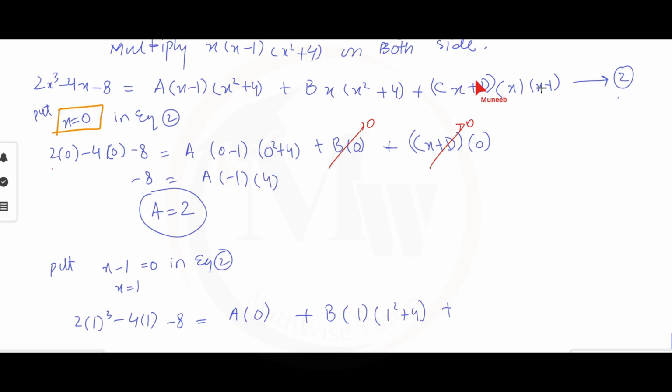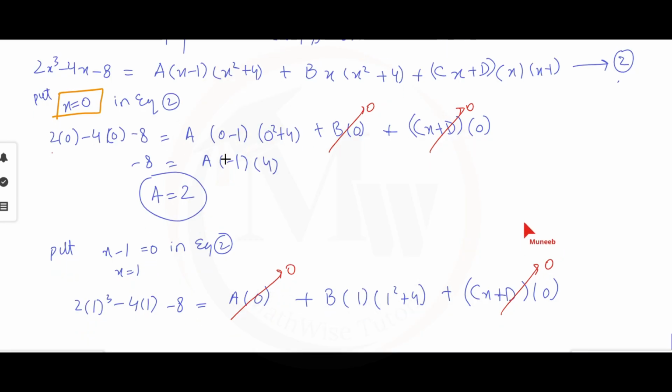And what about this term? Here we have x minus 1, so x minus 1 will be 0. So this term cx plus d will also be 0. This term will vanish because of the 0. And what terms are left over?